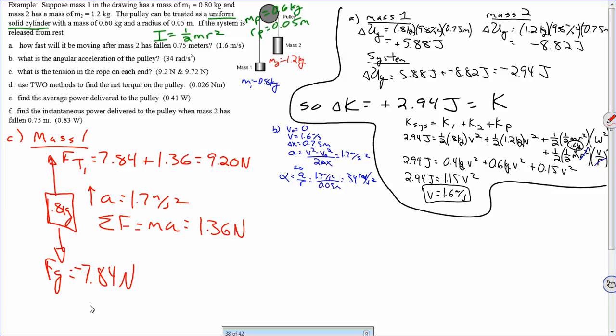Any problems? All right, do I need to write out the calculations for mass 2? It's the exact same thing, just different numbers. So similarly, the force of tension on side 2 turns out to be, if you do the math, a bigger number, 9.72 newtons. Cool?